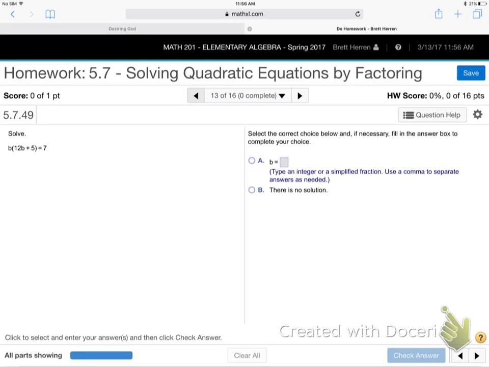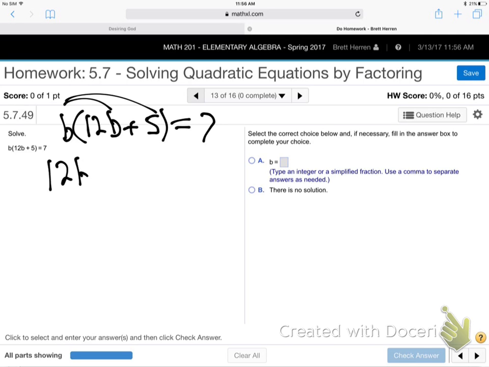All right, so there we go. So we got b times the quantity 12b plus 5 is 7. First thing to do on this, guys and gals, is just to distribute. Just multiply through there. Get 12b squared plus 5b is 7. Does that make sense, what I did there? Just distribute through there.